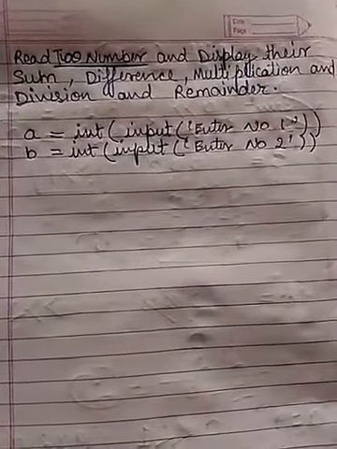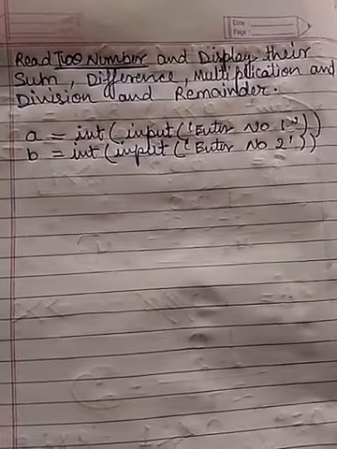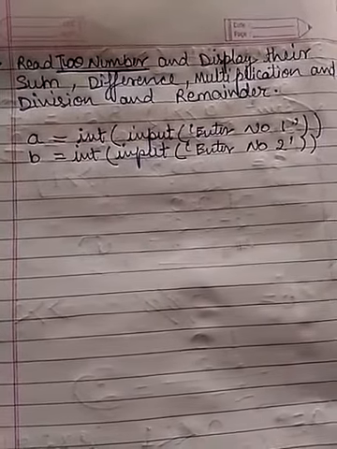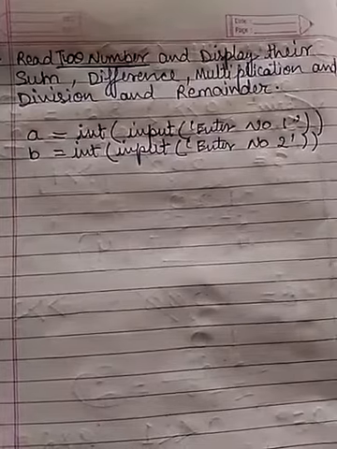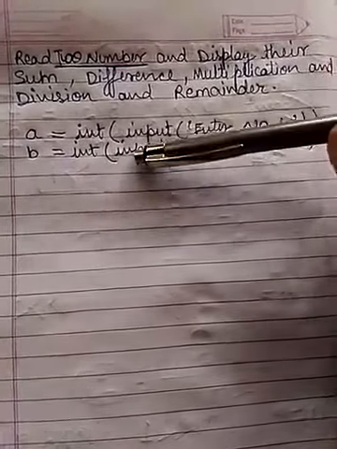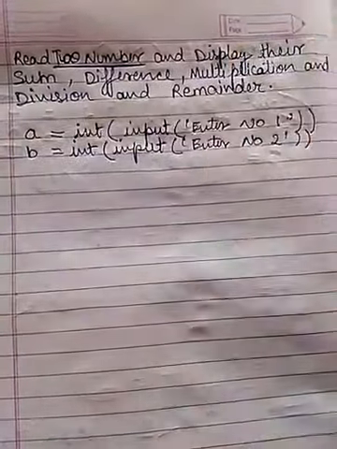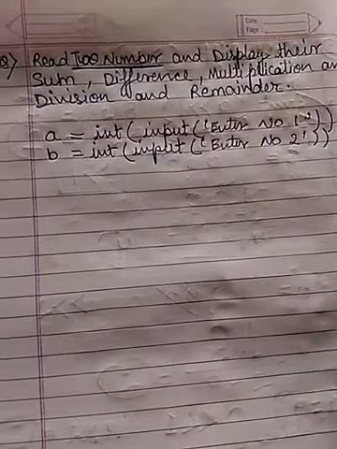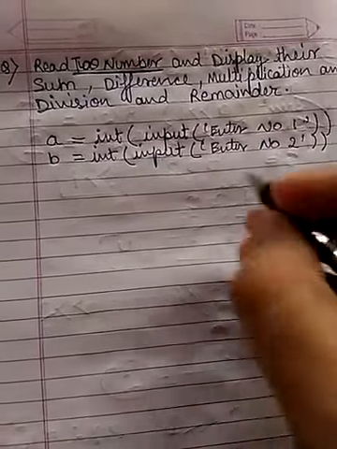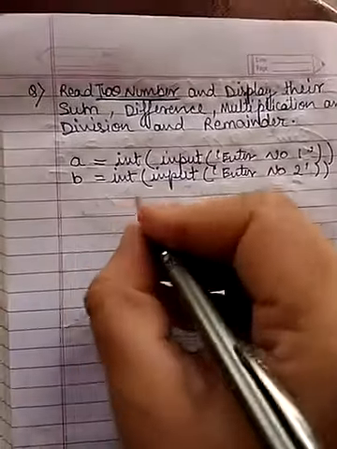So the first part is over. We have written the command to read the content from the user. In this question, two numbers are required to be read. That's why we have written these two input statements to read two numbers. First number will be stored in a and another number will be stored in b. Now the second part, processing part. In processing part, we need to find out the sum, difference, multiplication, division and remainder.